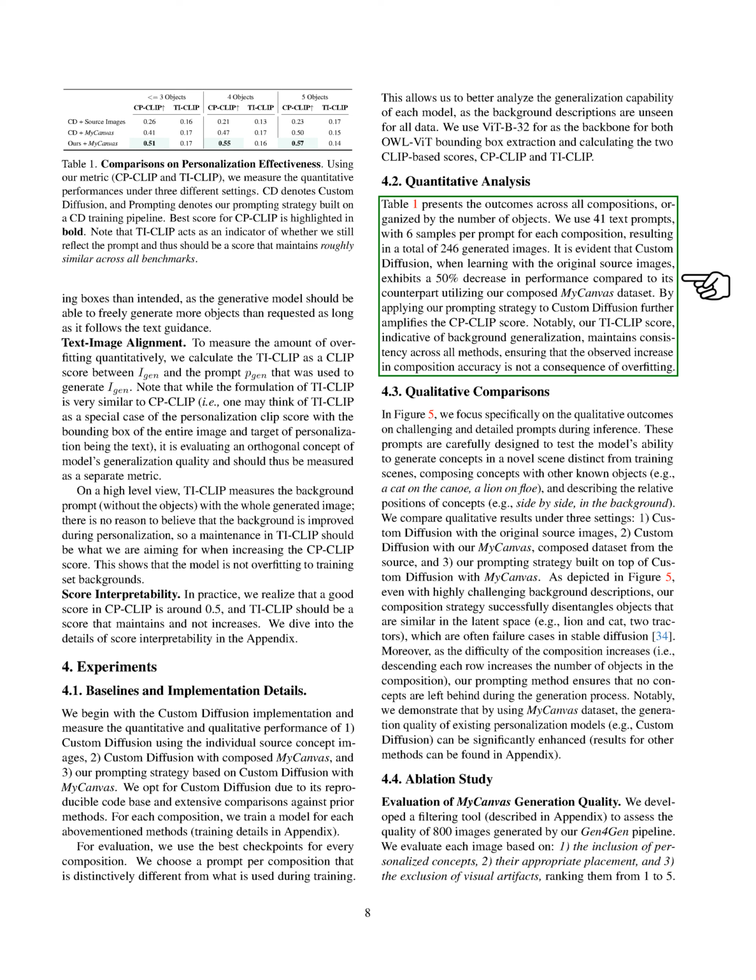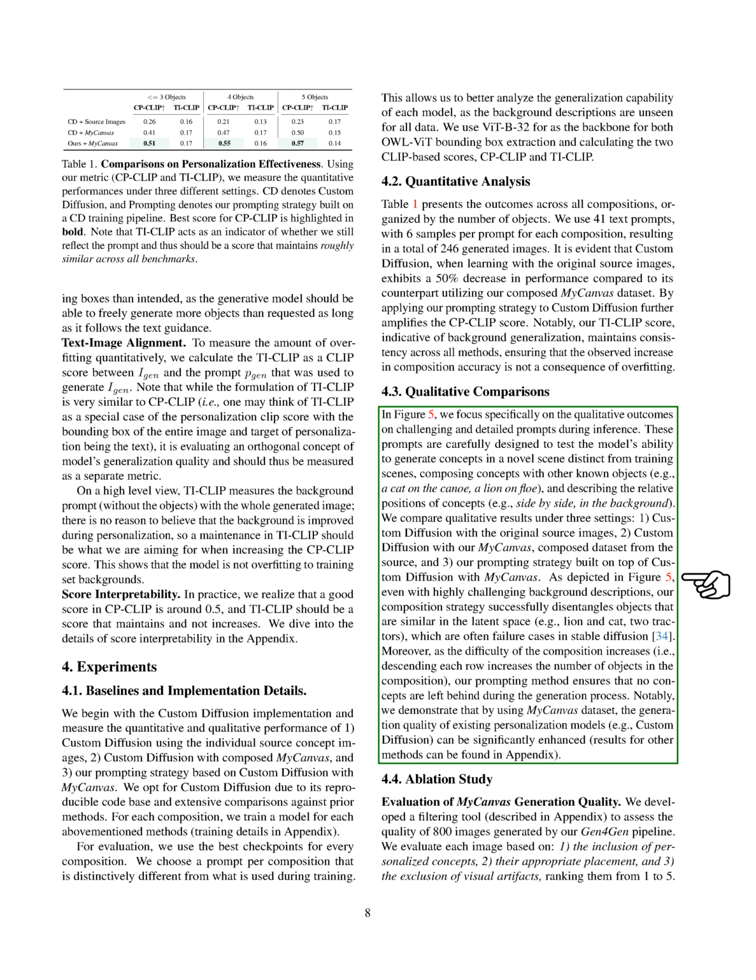However, when we applied our prompting strategy to Custom Diffusion, the CP clip score significantly increased. Importantly, the TI clip score, which indicates how well the background is generalized, remained consistent across all methods. This consistency ensures that the increase in composition accuracy we observed is not due to overfitting.